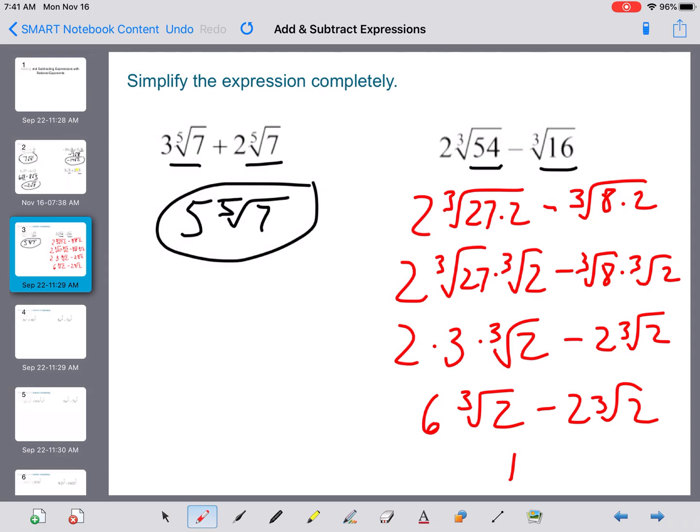And so then we can do the math now with 4 cube roots of 2, and that would be our final answer. So we do have to do some simplifying, but it follows similar rules as just a regular square root. We're just now dealing with cube roots.